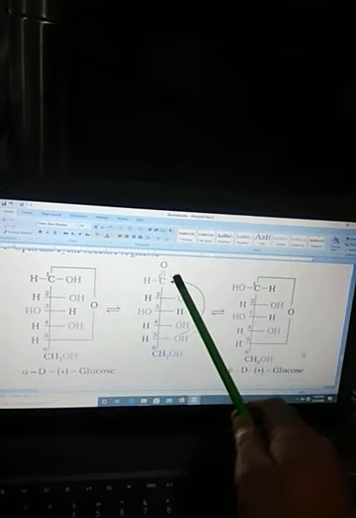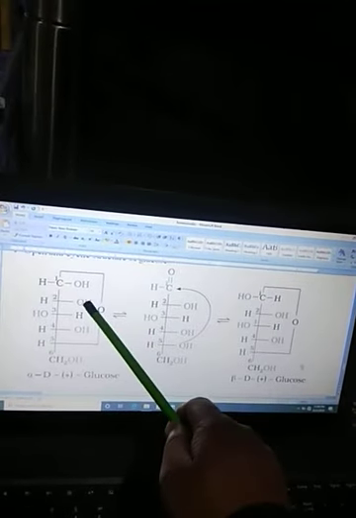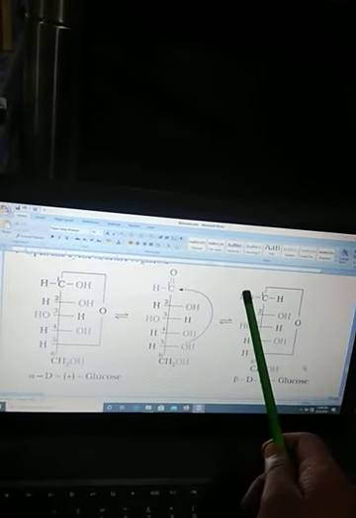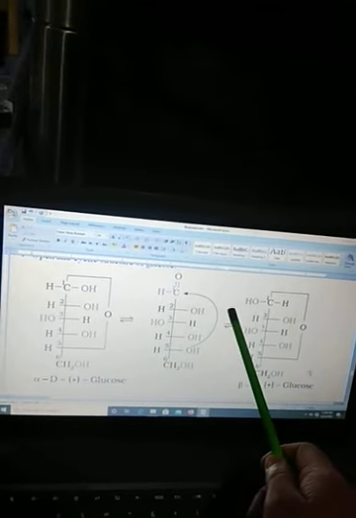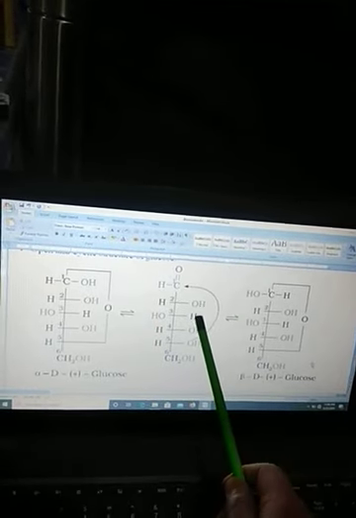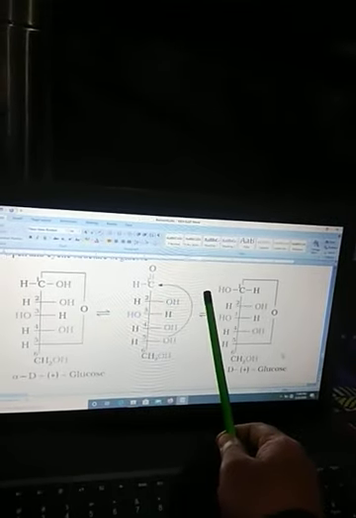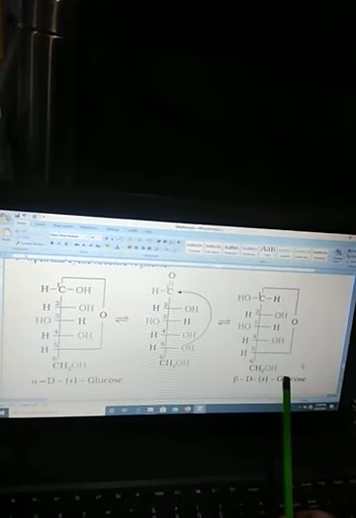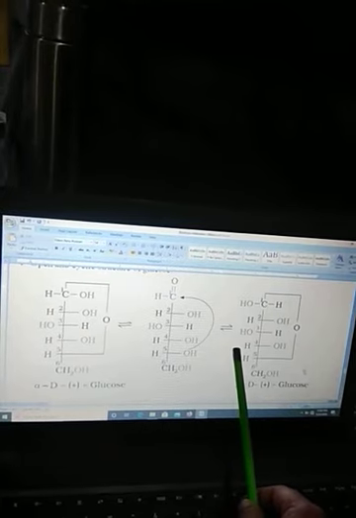Now over here there are two possibilities. The OH formed at carbon number 1 can be either on the left hand side or on the right hand side. Because of this OH group at carbon number 1, one with OH on the right hand side and the other with OH on the left hand side, they are also known by different names. OH on the right at carbon number 1, we call alpha D glucose, and OH on the left, we call beta D glucose. This is another form of glucose, alpha D glucose and beta D glucose.